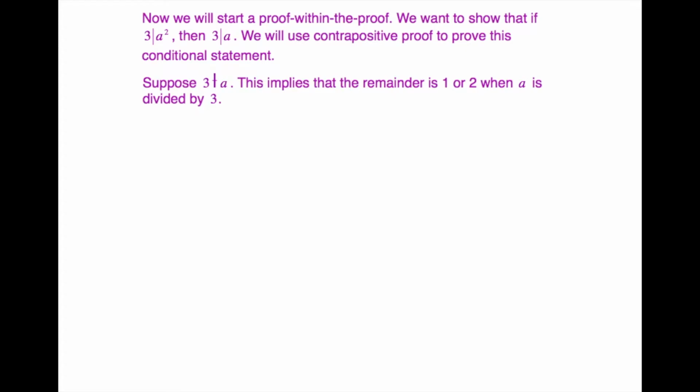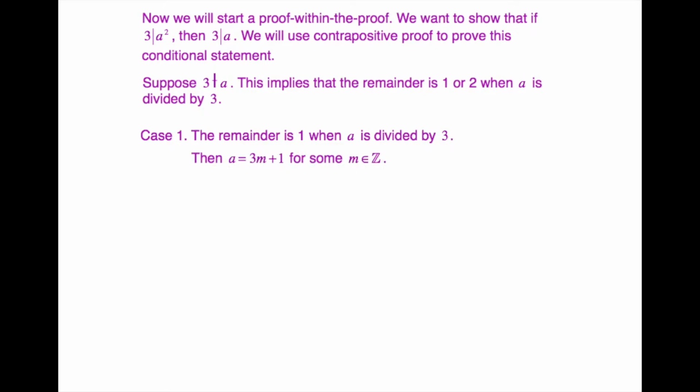This implies that there is a remainder of 1 or 2 when a is divided by 3. So we have to split this into two cases. Case 1, the remainder is 1, and then we'll see case 2, the remainder is 2, in a little moment. So if the remainder is 1, then a can be written as 3m plus 1 for some integer m.